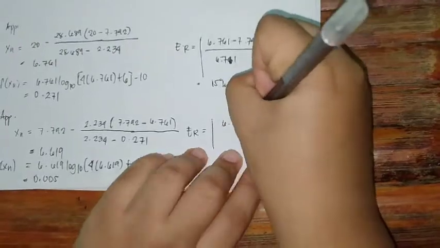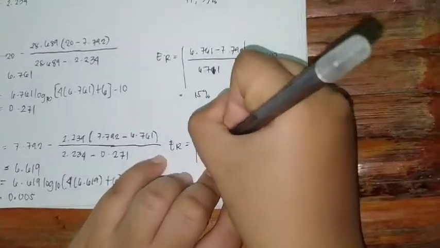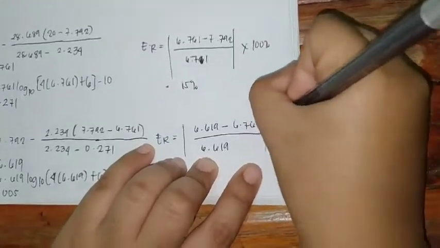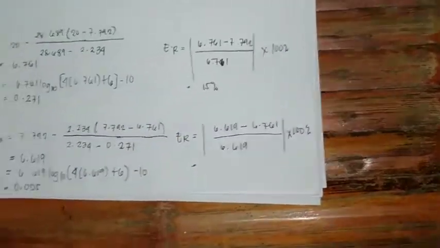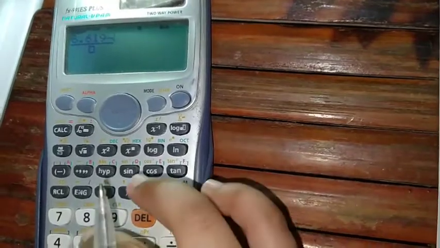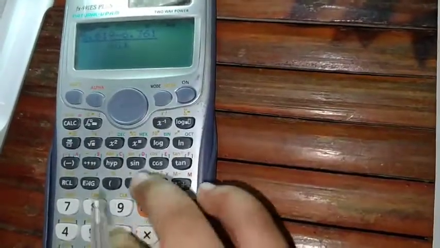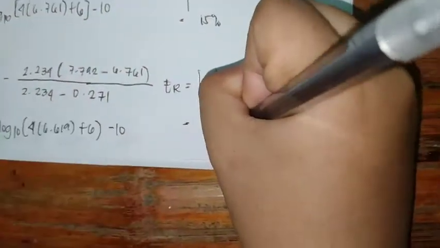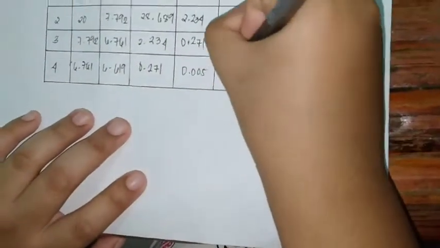Now to calculate the relative error of the fourth iteration, we have the new value 6.619 minus 6.761 over 6.619 multiplied by 100%. So we have 2.15%.